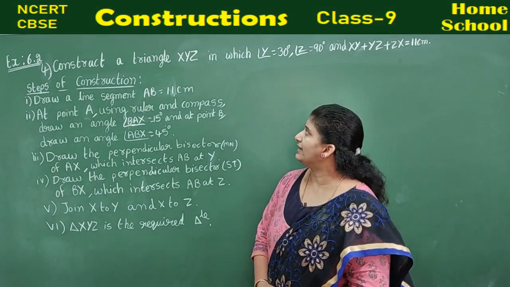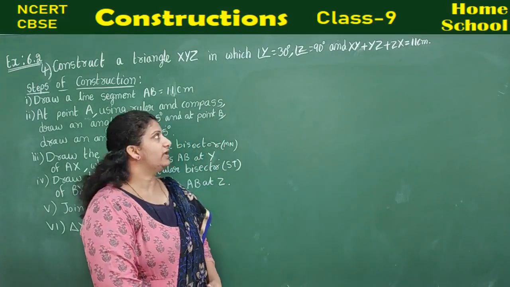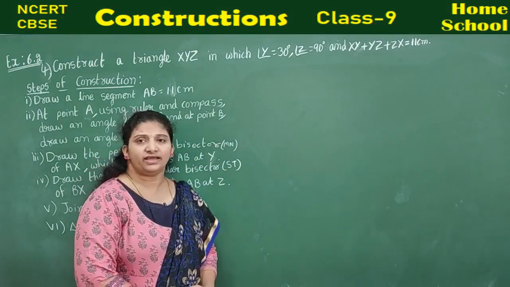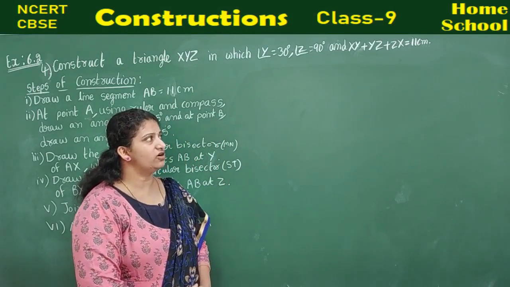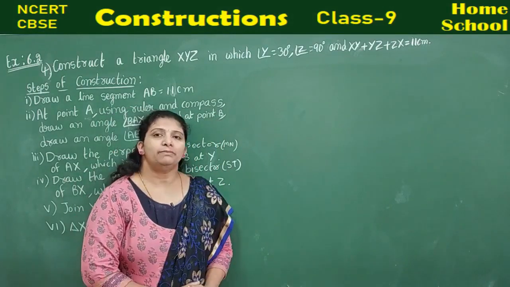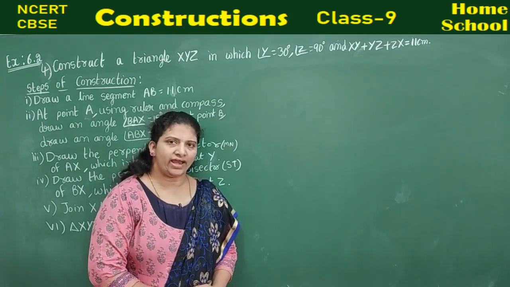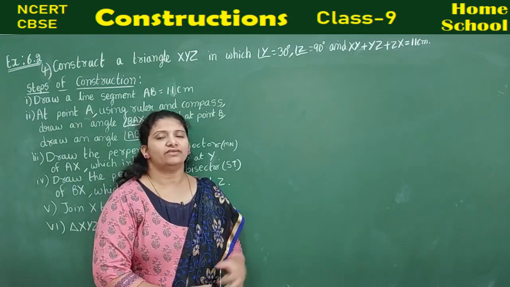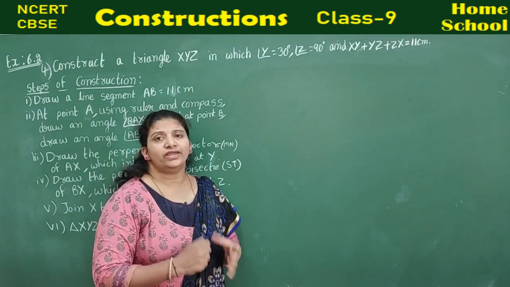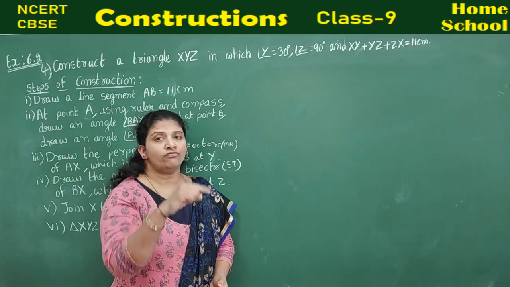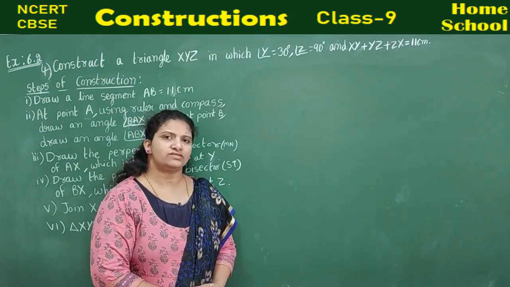Construct a triangle XYZ in which angle Y is equal to 30 degrees and angle Z equal to 90 degrees, and XY plus YZ plus ZX is equal to 11 centimeters. In before problems, we know of the base length and one angle we have constructed, and with that we are going to frame the triangle. Now, we don't know any side, but the sum of all the three sides of a triangle is given. At that time, how to construct?